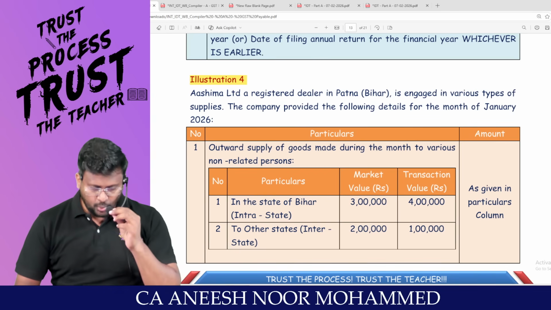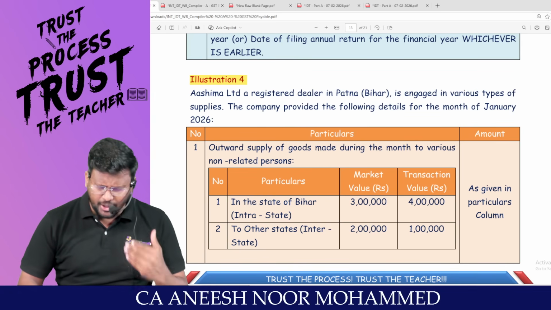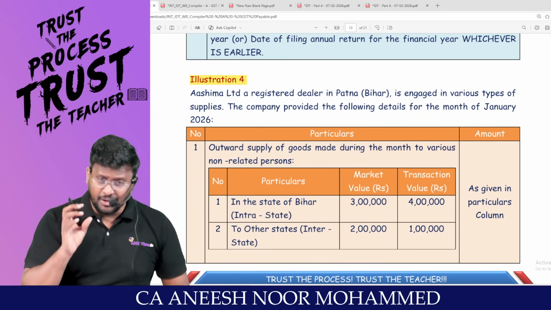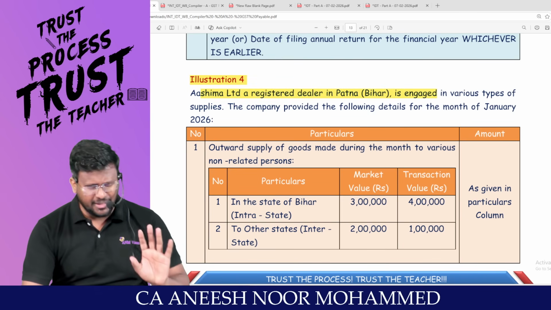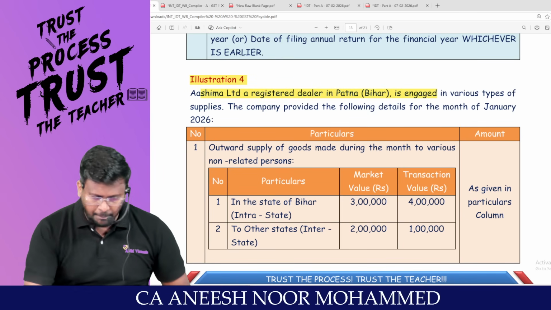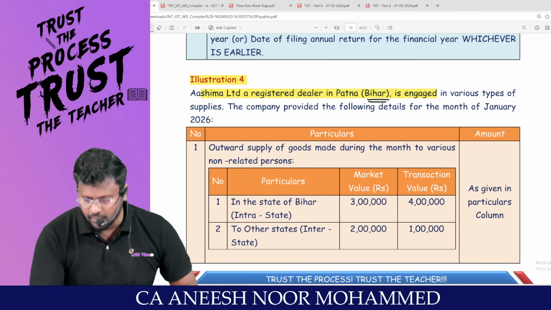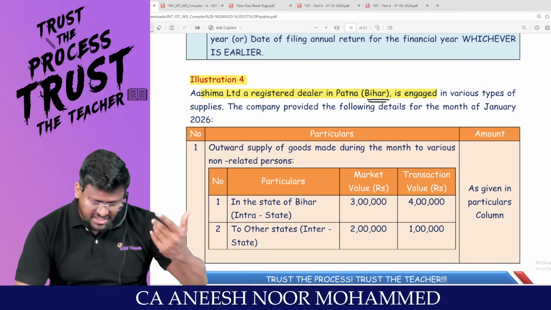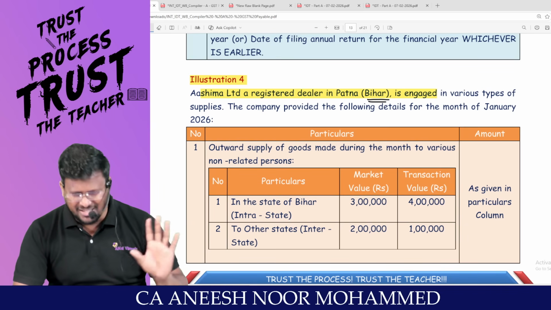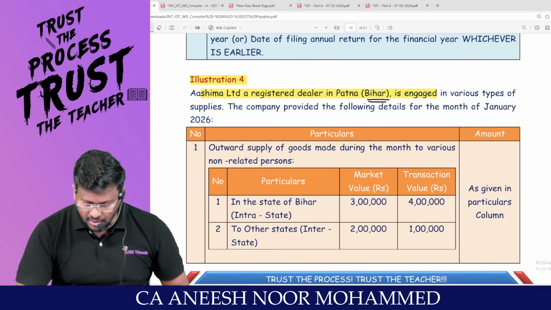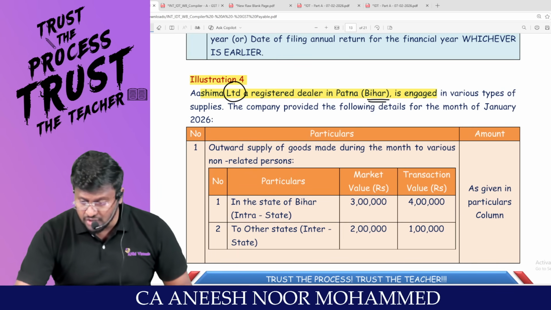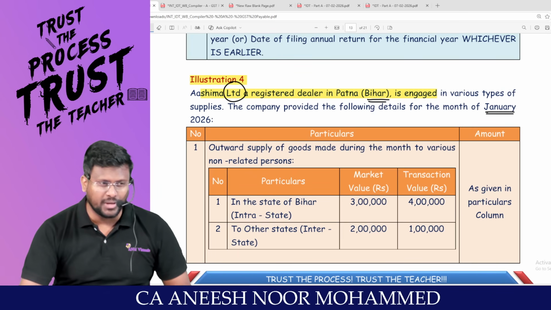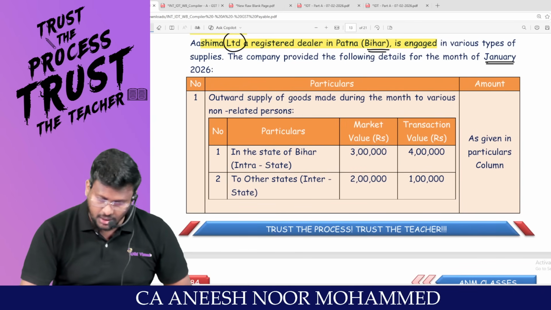Yes, sir. I believe that you would have done question number 3. And I'm moving into question number 4. Again, a very good conceptual question. Ashima Limited, a registered dealer in Patna, in Bihar, that's all we want to know, is engaged in various types of supply. Goods they are supplying, services they are supplying. The company, yes sir, it is limited, provided the following details for the month of January. That means we are going to calculate the GST payable for the month of January.